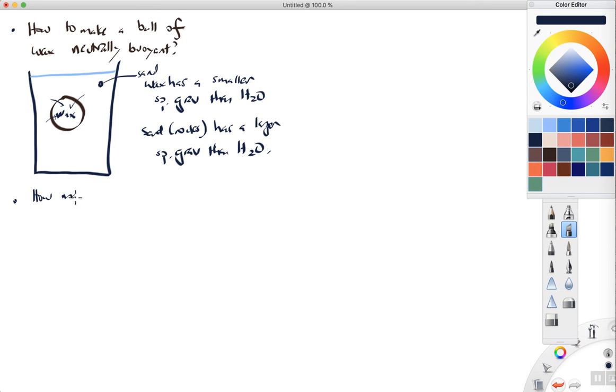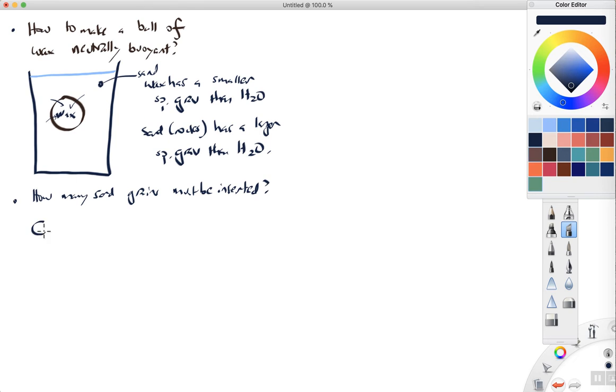So how do we figure out how many grains of sand we need to put into this ball of wax? How many sand grains must be inserted? This is one of the homework problems that you have, and I just want to lead you along in the direction that you would take in order to solve this problem. This is an interesting problem.